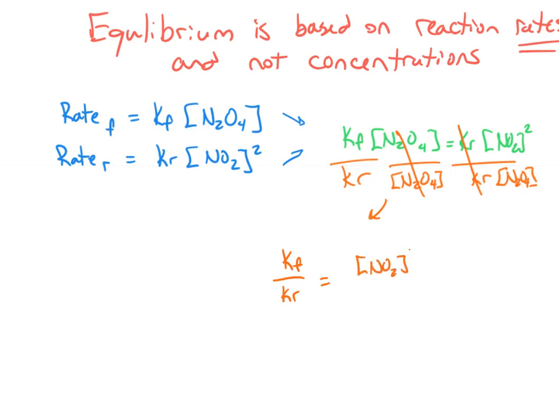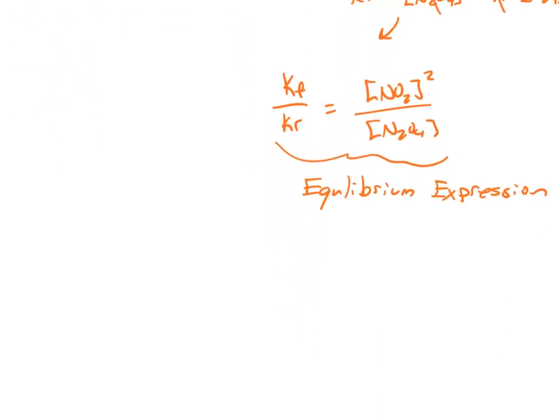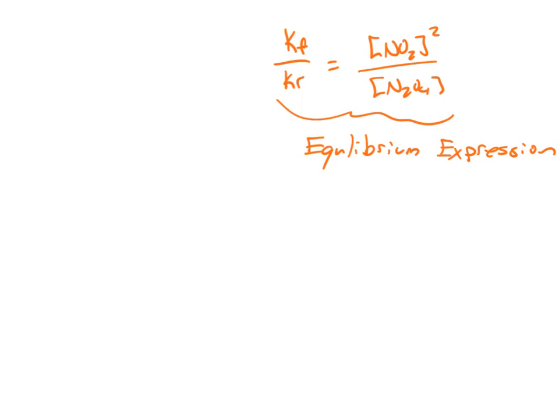NO2 squared over N2O4. Now this right here is what is known as the equilibrium expression. And this is kind of like a rate law. In fact, it's made from two different rate laws stuck together, but it is kind of the equivalent of the rate law from our kinetics unit. It is an expression of constants and concentrations, and it is a very, very important aspect of the equilibrium unit. I'm going to free up a little bit more room underneath here and talk a little bit more about the equilibrium expression.